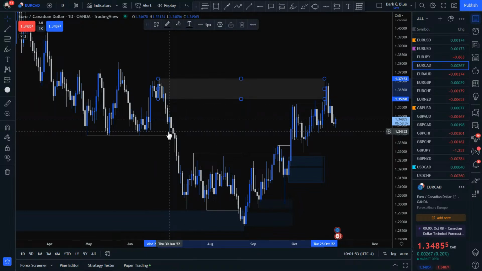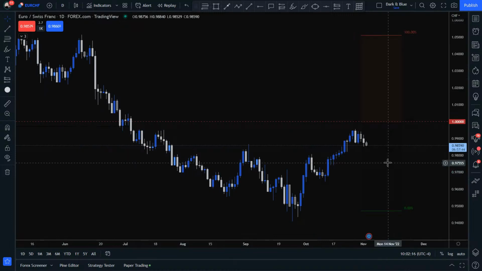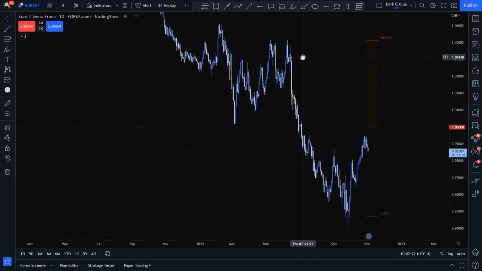Okay. I'm looking at Euro Swiss now. Why am I looking at EuroCAD? Yeah, I was just talking about it. I'm looking for bearish price action from here. It went bearish, and I'm glad it worked out for you. Excellent. Let's look at Euro Swiss. Why am I thinking about EuroCAD? Okay. All right. Look at this. Interesting.